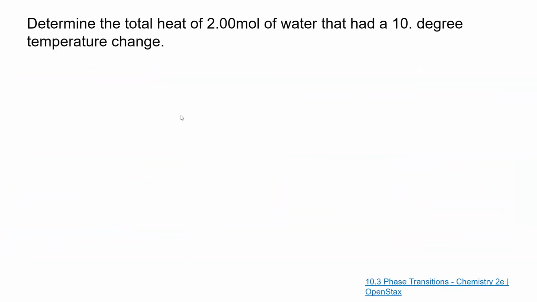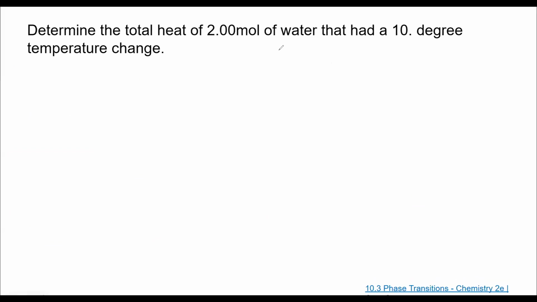Right, so let's do a problem. Determine the total heat of 2 moles of water that has a 10-degree temperature change. You got to figure out which equation. Q equals mc delta T. Q, which is heat, equals n delta H. Now, just because you see moles here does not automatically mean that it's going to be this equation. We have to figure out, is this a phase change or a heating of something?